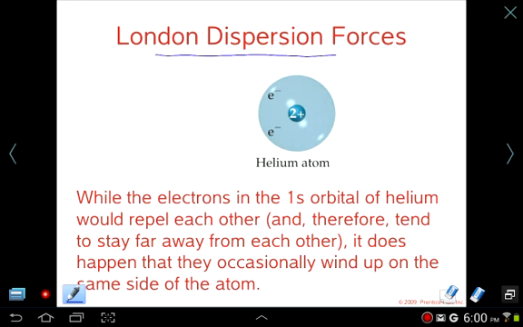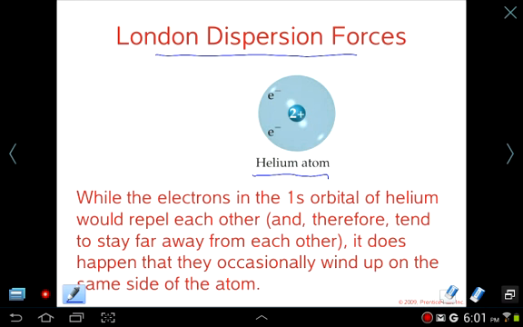The second one we'll talk about is London-dispersion forces. We're going to go a little bit into detail of what this force is, and we're going to do it by analyzing a helium atom. Now, the reason we use helium is because helium is the lowest boiling substance. It boils just a few degrees above absolute zero. But even so, helium can be made into a liquid and indeed into a solid.